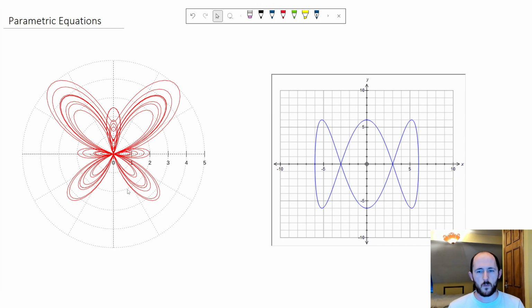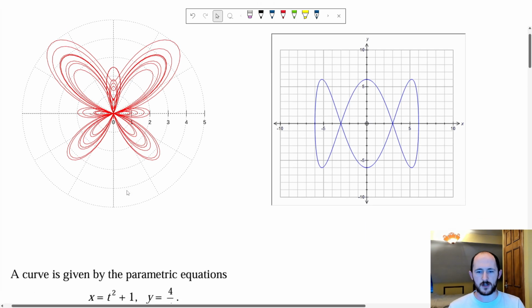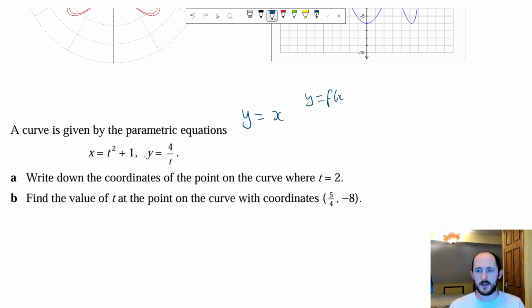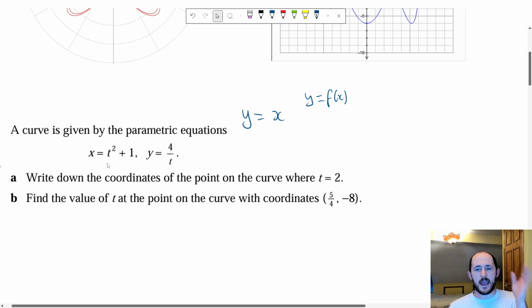So let's have a look at what on earth a parametric equation is. This is a parametric equation. Technically, it's plural, but if you notice, the x and y coordinates are not related to each other in the same way. Normally in a Cartesian equation, you have y as a function of x, right? So y is a function of x.